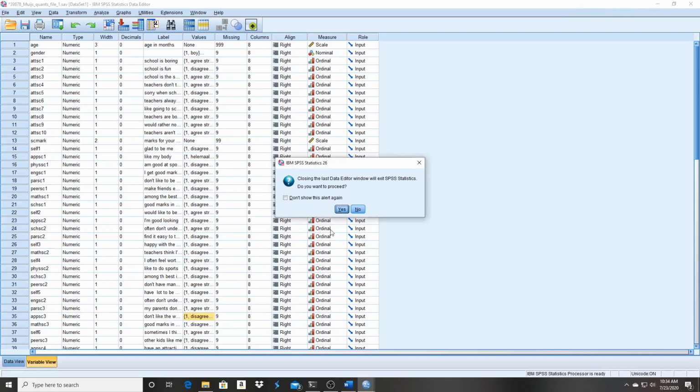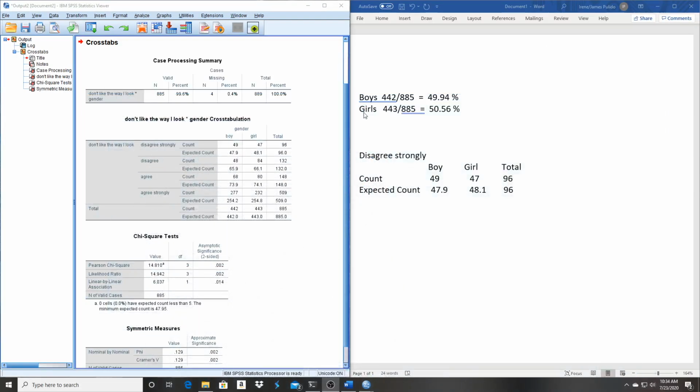Well, actually, let me reduce this. So this is what I have. This is the output that I have. So this is the explanation that I want to get into in this video, the heart of it. I want you to look at this number up here. This percentage, which is the percentage of the boys compared to the whole, boys and girls, is 49%. So the number of boys is 442.